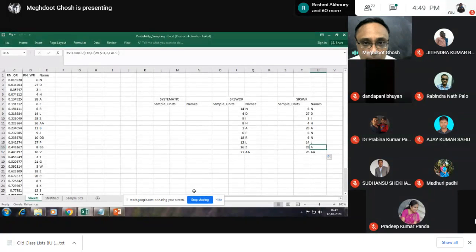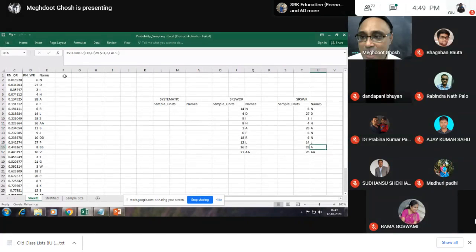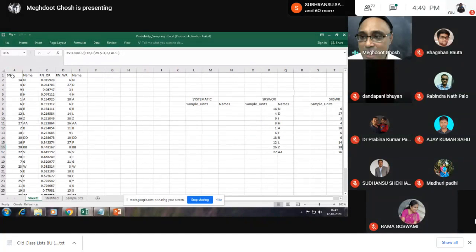The first process, no repetition. Second process, maybe repetition, but it may be allowable in terms of my research. Now coming to the systematic random sampling. Now see how the systematic random sampling can be used, when I will be going for the simple systematic random sampling.